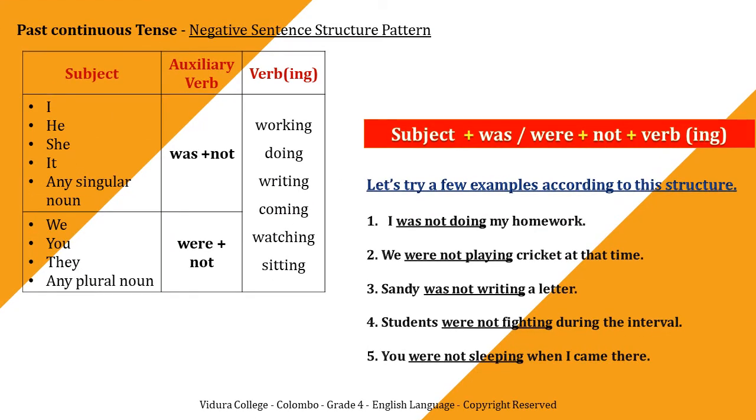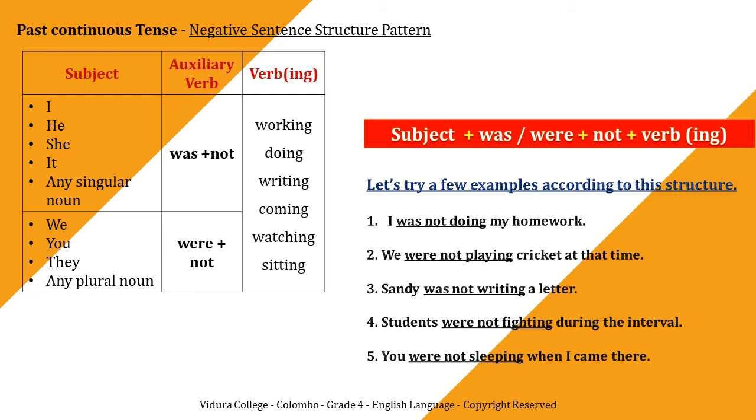In this slide, I have given you the structure pattern of how to write a negative sentence in past continuous tense. Can you see the red color box? First, there should be a subject, then the helping verb with the word not, as we are talking about negative sentences. So now you know how to choose the helping verb according to the subject. Let me remind you again, you have to choose the helping verb according to the subject.